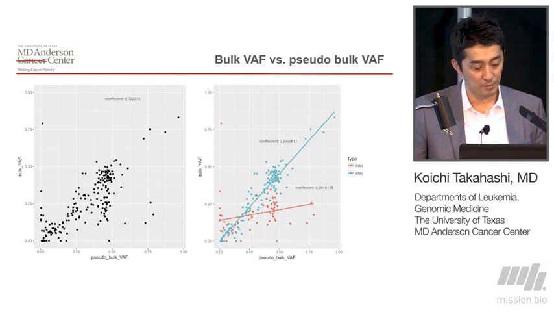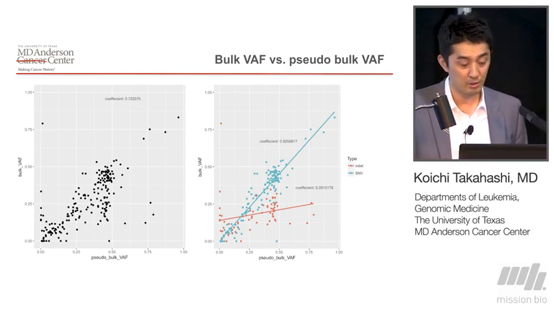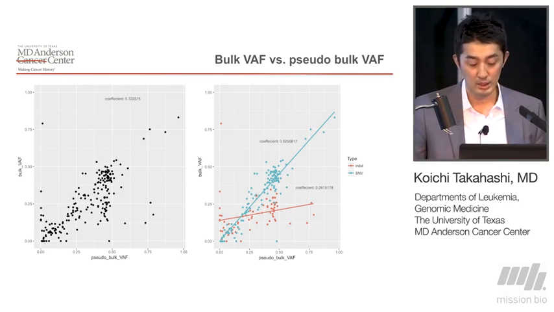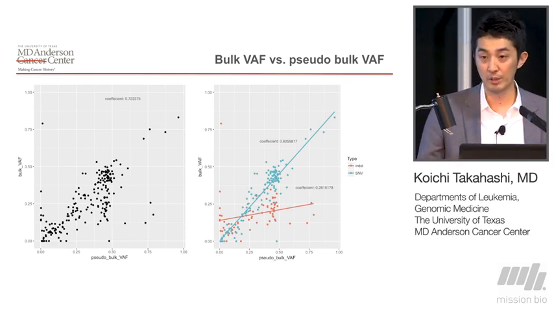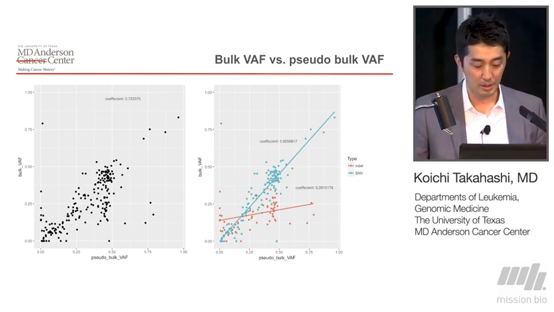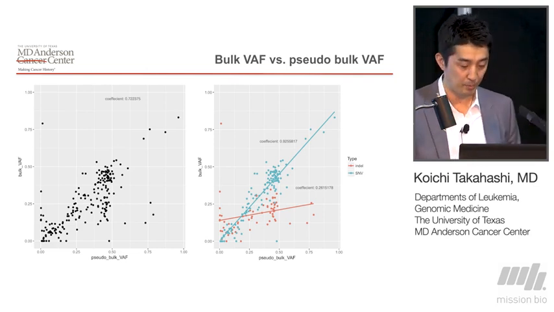This is a concordance of variant allele frequency from the bulk sequencing and our pseudo bulk VAF that was estimated from the single cell DNA-seq. There's a very nice concordance, and when we separate that into single nucleotide variants versus small indels, single nucleotide variants have excellent concordance of bulk VAF and pseudo bulk VAF. Small indels have a little poorer performance, and I think this is because the bulk sequencing algorithm, which we use pindel to call the VAF, is actually not good at calling the VAF. So I trust the VAF from the single cell sequencing on the indel part more than the bulk-seq.